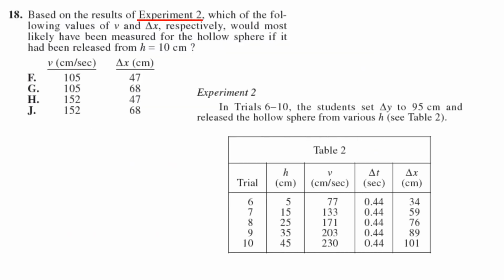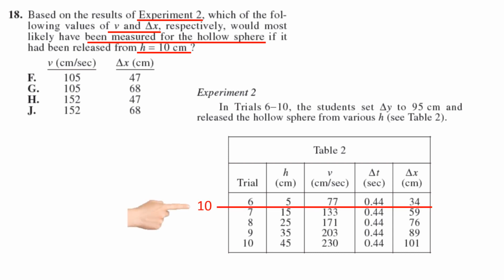Based on the results of experiment 2, which of the following values of V and X, so velocity and distance traveled, I think is what X is, would most likely have been measured for the hollow sphere? So this is saying that what we see is correct, the hollow sphere, if it had been released from a height of 10. So 10 would be right here. So it's going to be between the variables of V and X. We have 2 columns, so let's just take them one at a time.